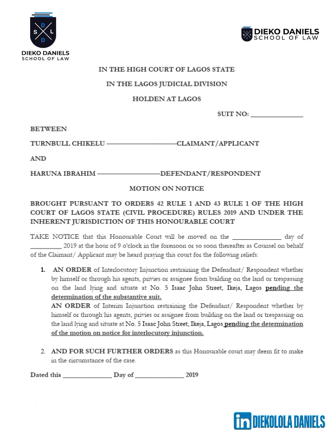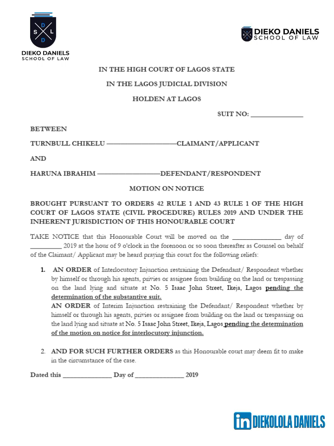That's the first thing. The second thing, which is the basic difference, is the order that you write, an order for interlocutory injunction. But if it's interim, an order for interim injunction. All those things in the middle, they are all the same for both interim injunction and interlocutory. Then towards the end, you will now say pending the determination of the substantive suit if it's interlocutory injunction. But if it's interim injunction, you say pending the determination of the motion on notice for interlocutory injunction. Can you see the substantive difference between the both of them?